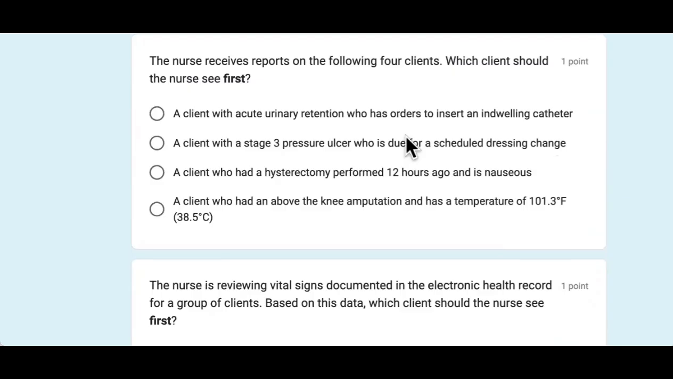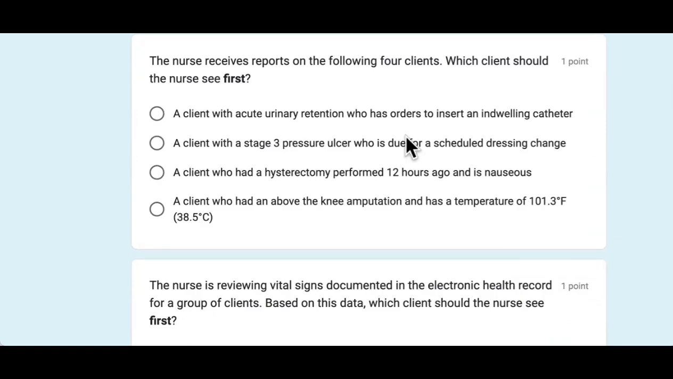The nurse receives reports on the following 4 clients. I really like this one. Which client should the nurse see first? Which client should this nurse see first? We're going to talk about first questions when we get into our little breakdown. But let's see what you guys think.